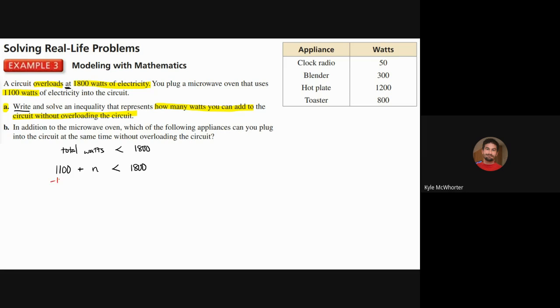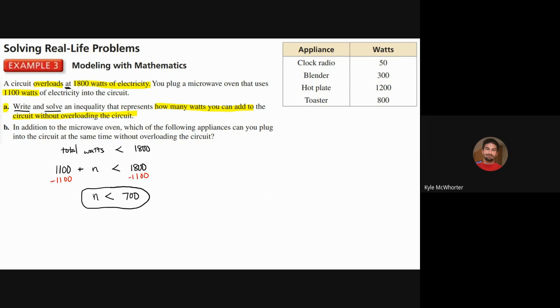So if I subtract 1100 from each side, I would get n is less than 700. So there is my solution. I wrote it, I solved it.